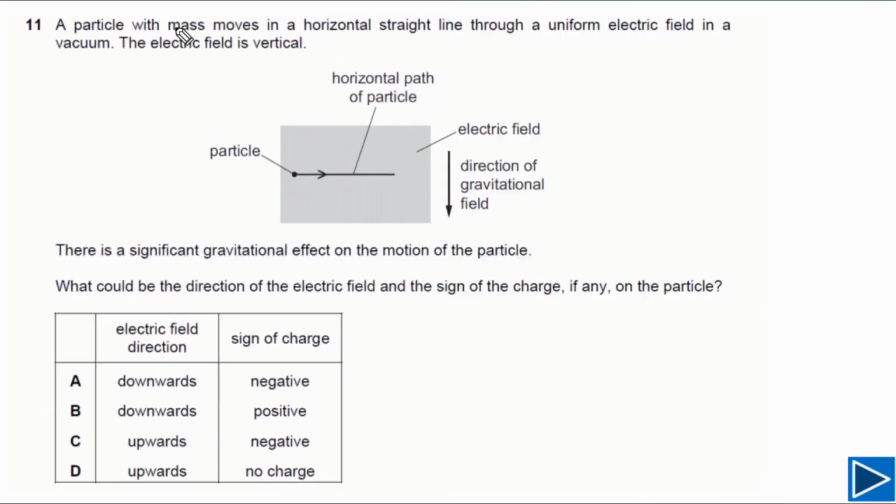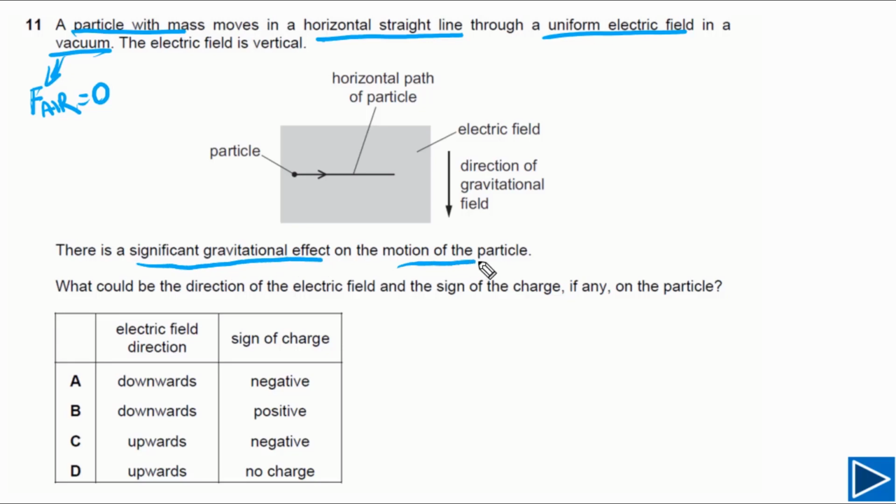For question number 11, we are given a particle with mass that moves in a horizontal straight line through a uniform electric field in a vacuum. In a vacuum, it simply means that we can ignore air resistance, meaning air resistance is equal to 0. It is also given that there is a significant gravitational effect on the motion of the particle. It means we cannot ignore gravity.